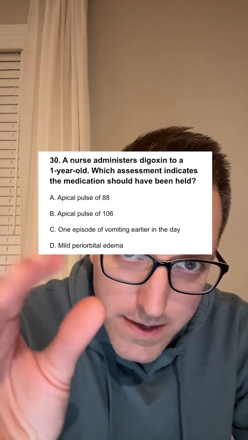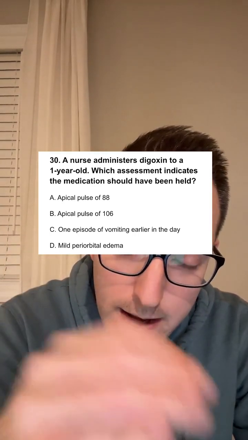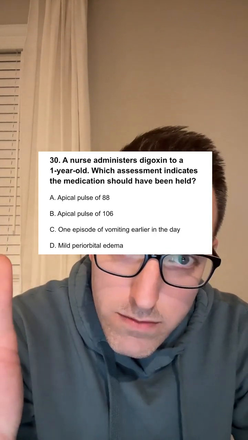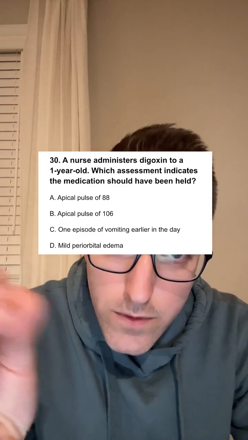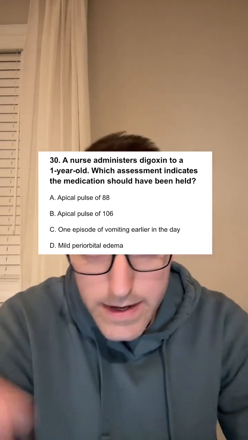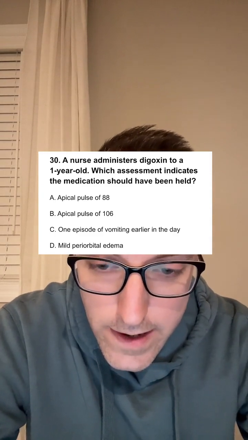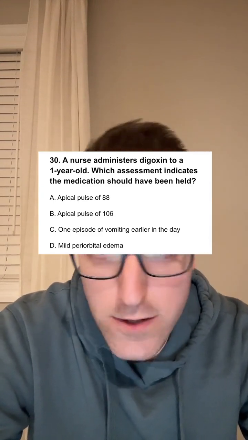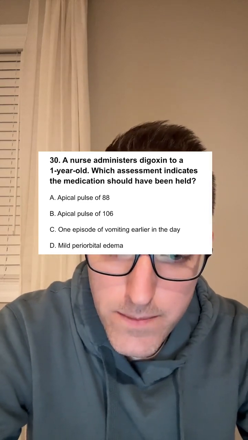That sometimes depends on facility policy, but that less than 90, that 88 is already low for a 1-year-old. So we need to hold that. This is just a kick in the ass that you need to know your pediatric vital signs. They're little humans. Things are weird. But you got to know those for something like this.